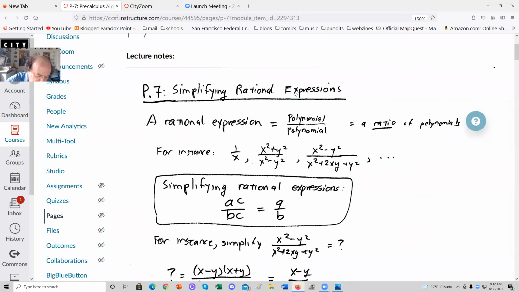Okay, for today, we'll be simplifying rational expressions, part 7, and solving linear and rational equations, part 8. We proceed. Okay, so we started with a rational expression. It equals a ratio of polynomials, polynomial over polynomial. Here, 1 over x is a rational expression. x squared plus y squared over x squared minus y squared. Also, x squared minus y squared over x squared plus 2xy plus y squared. Also rational expressions, and so on.